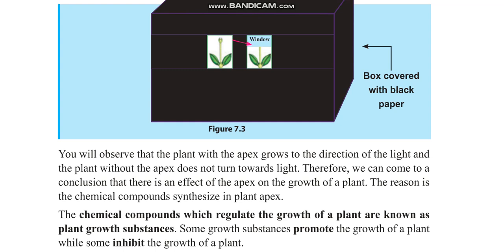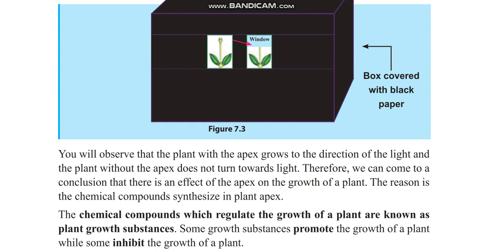Light. Therefore, the plant will always grow towards the direction of the light. That is the observation you can see. The plant with the apex grows towards the light. The plant without the apex does not turn towards the light. Therefore, we can come to the conclusion that the apex has an effect on the growth of the plant. See, we found the observation of this practical, and what's the conclusion?